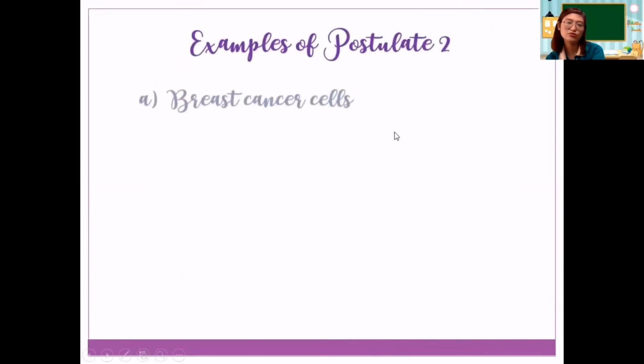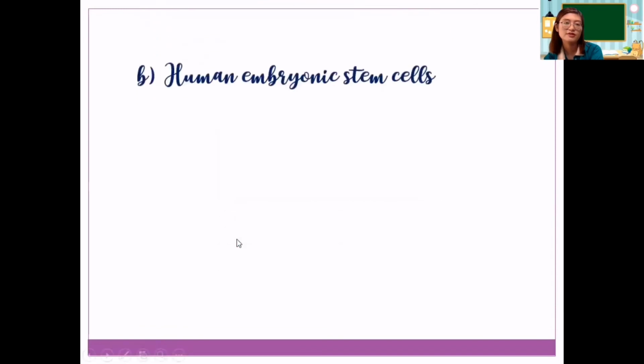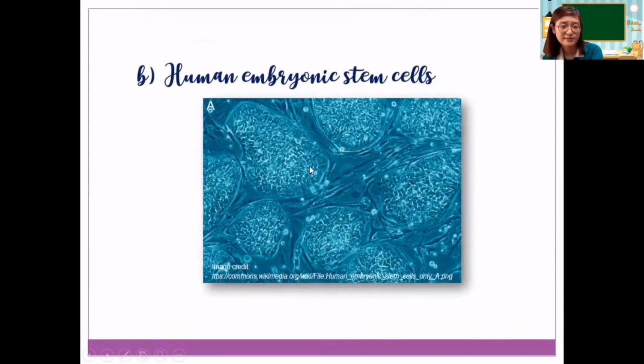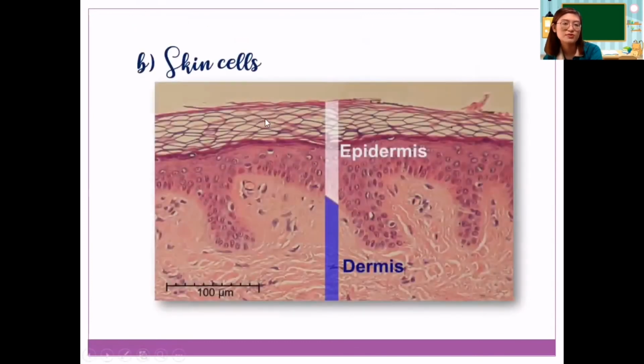Then for postulate 2, breast cancer cells. This is an example of the breast cancer cells. Then human embryonic stem cells, which can be used in gene therapy. Stem cells are cells in our body that still have no specific function and are yet to develop into a specific type of cell. Then skin cells, of course, we can find the epidermis, and the portion below is called the dermis.